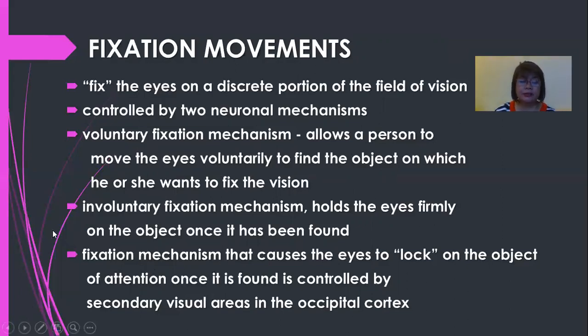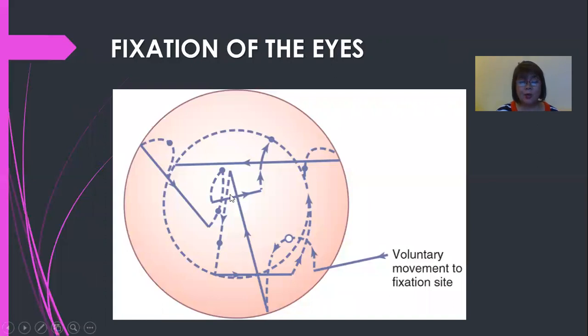Another mechanism is the involuntary fixation mechanism. It holds the eyes firmly on the object once it has been found. This fixation mechanism causes the eyes to lock on the object of attention once it is found and is controlled by the secondary visual areas in the occipital cortex. But then, once you fix your eyes on a certain object, your eyes elicit certain movements. What movements are these?